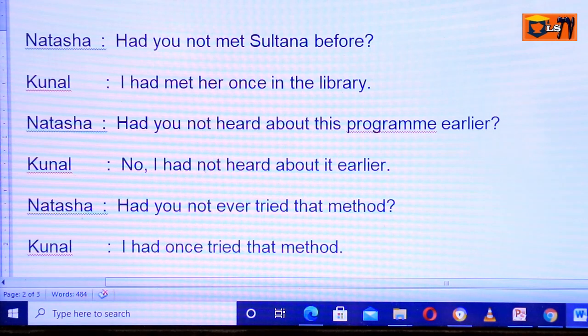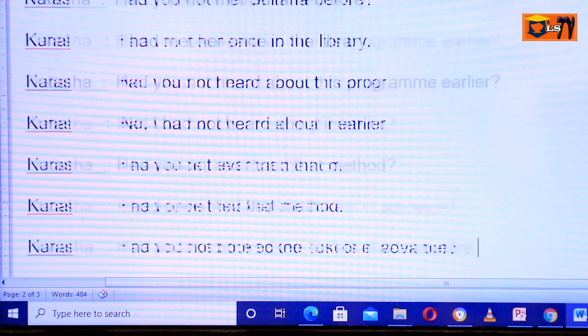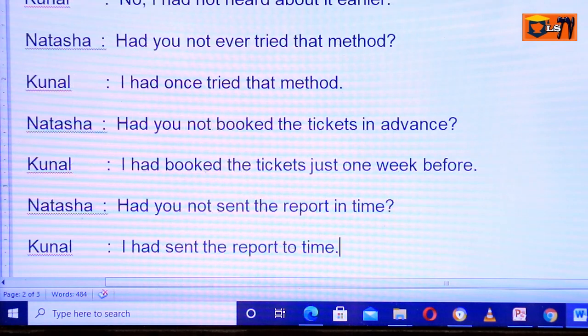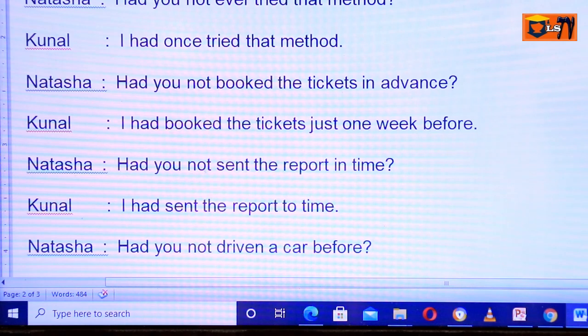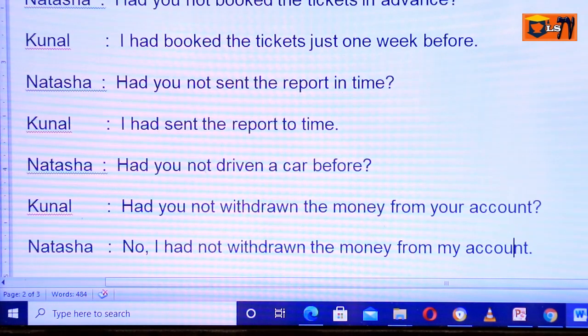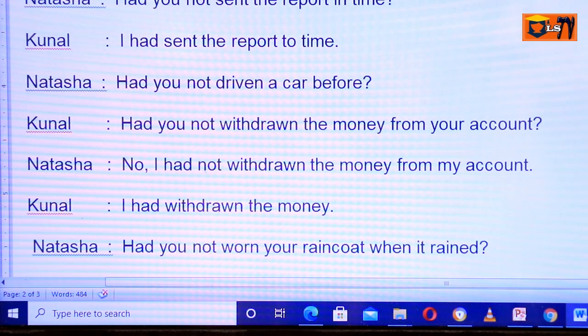Had you not ever tried that method? I had once tried that method. Had you not booked the tickets in advance? I had booked the tickets just one week before. Had you not sent the report in time? I had sent the report on time. Had you not driven a car before? Had you not withdrawn the money from your account? No, I had not withdrawn the money from my account. I had withdrawn the money.